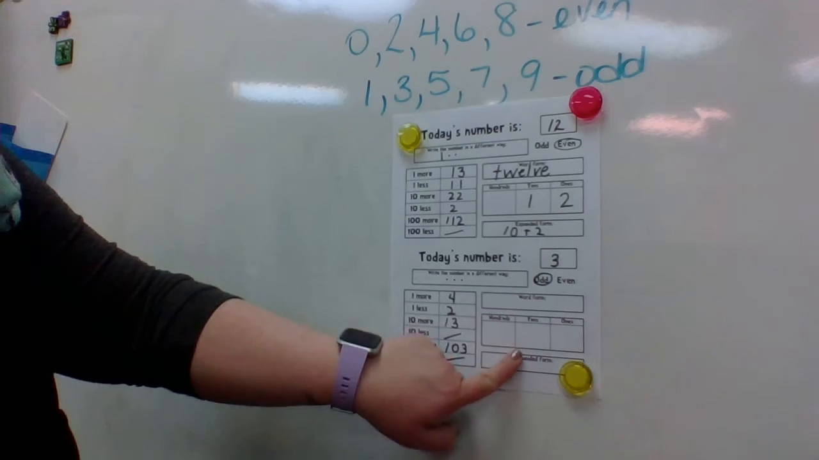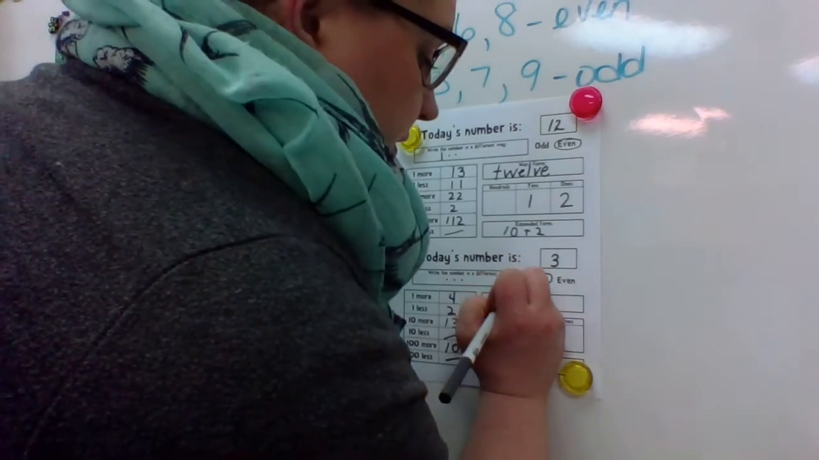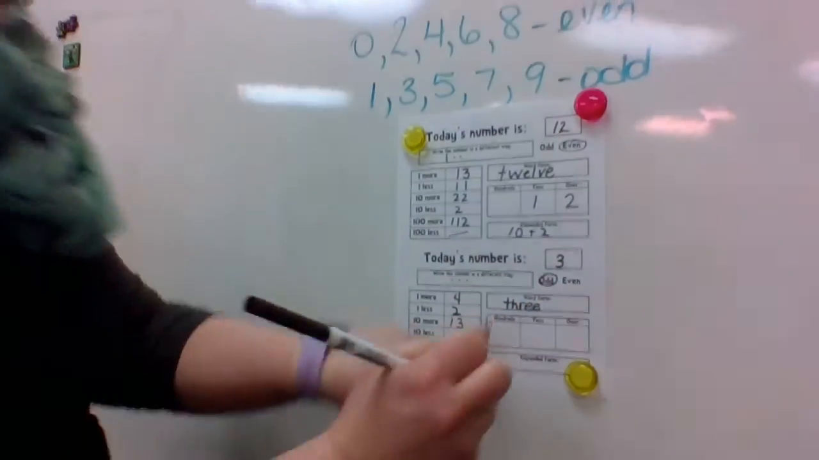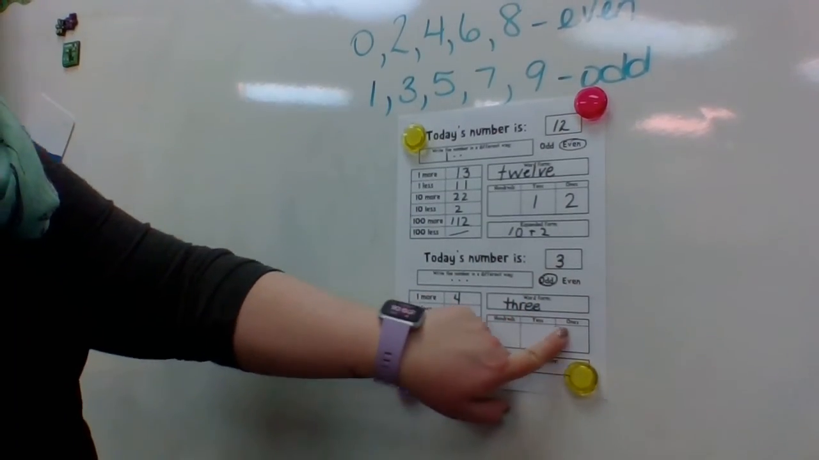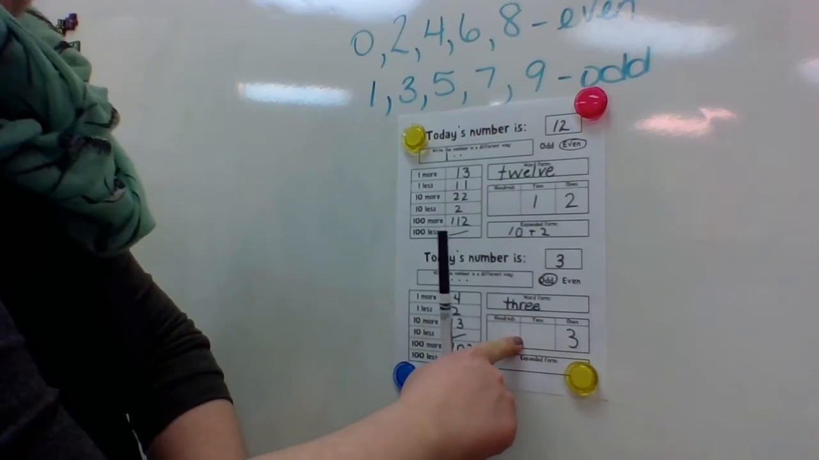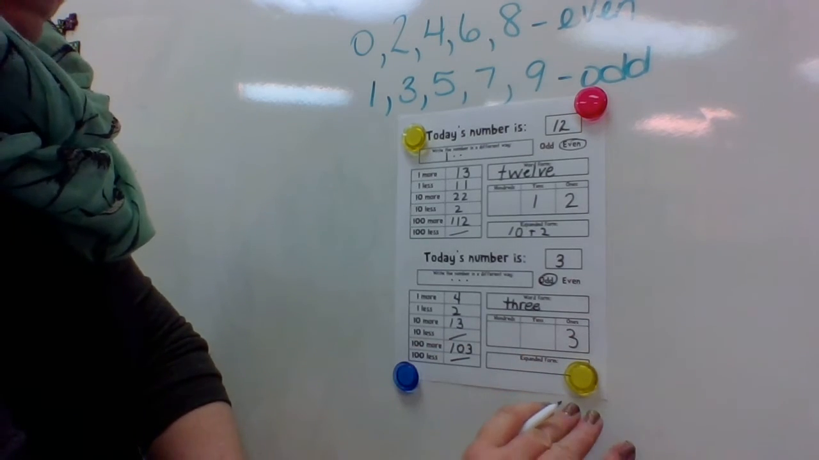Same thing, we're going to jump over here. Word form, I'm going to write the number 3, that TH blend. 3. Okay. How many units? No tens, no hundreds. Leave them blank.